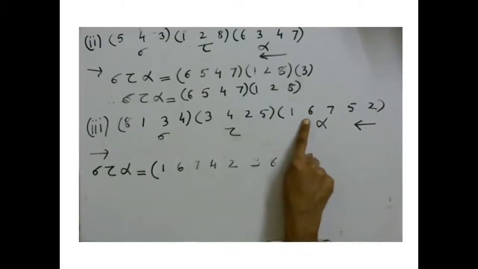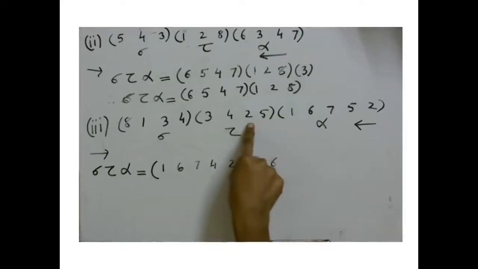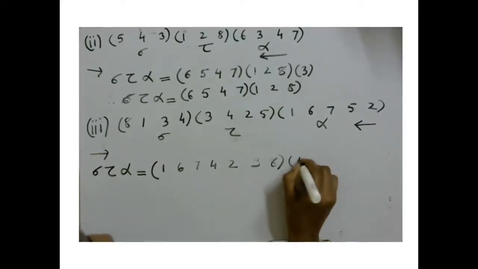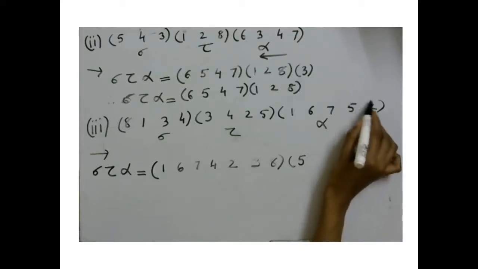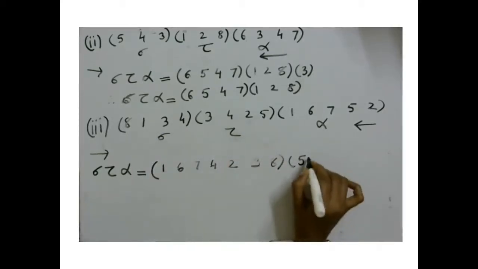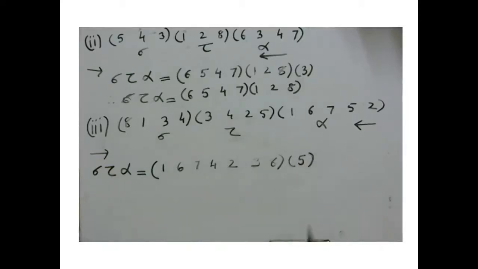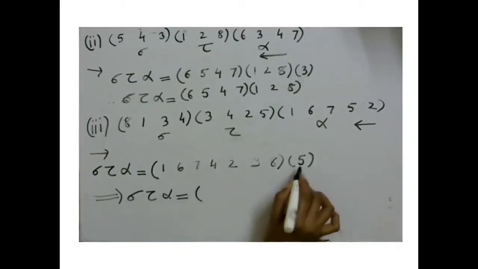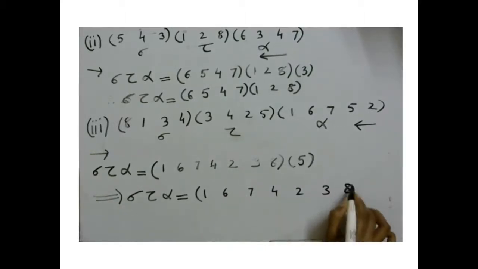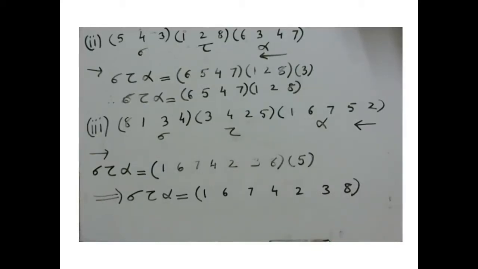Then in the last cycle 8 is not present, here also 8 is not present, so 8 is fixed by both the cycles, and here 8 maps to 1. So 8 is mapping to 1, and therefore we have to close the cycle here. Here in this cycle we have got 7 numbers, 1 number is missing, which is 5. So let us see the image of 5. In the rightmost cycle 5 maps to 2. In the next cycle 2 maps to 5. And in the next cycle 5 is not present, so 5 is fixed. That is 5 maps to itself. So we'll close the cycle here, and therefore sigma tau alpha after omission of this one cycle is (1 6 7 4 2 3 8). 5 is not present, so it means that 5 is fixed by this cycle.